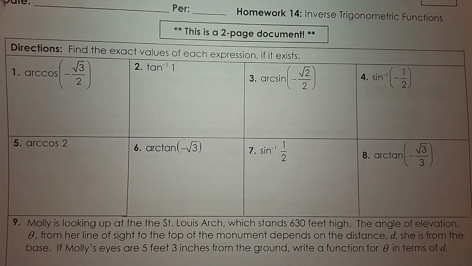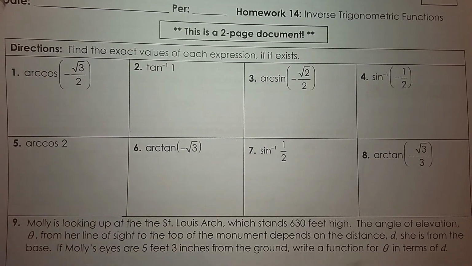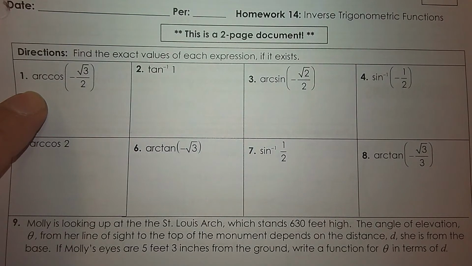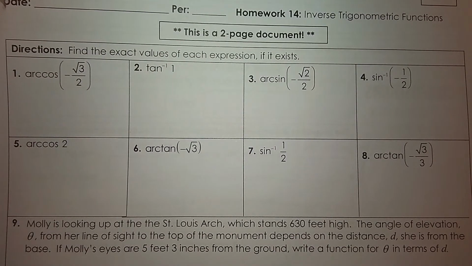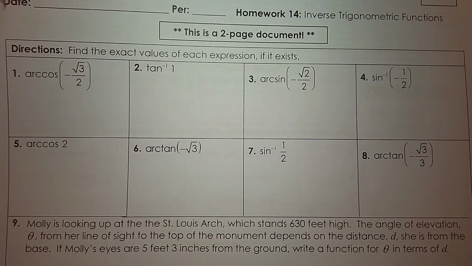So here's your homework for inverse trigonometry. One thing we learned is that instead of using a little -1, sometimes we use the word arc instead, which means the same as inverse trigonometry. So this means inverse cosine. So arc cosine -√3/2. By memory, you have to know your unit circle.